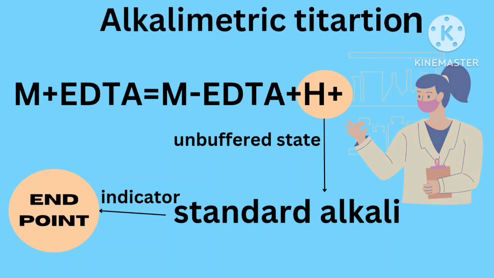Our last titration type is alkalimetric titration. A very simple titration. Here also the metal ion is made to react with EDTA, forming the metal EDTA complex with liberation of H plus ion. Same as direct titration. One important point to remember: the liberated H plus, in unbuffered state, reacts with standard alkali in the presence of an indicator to determine the endpoint.